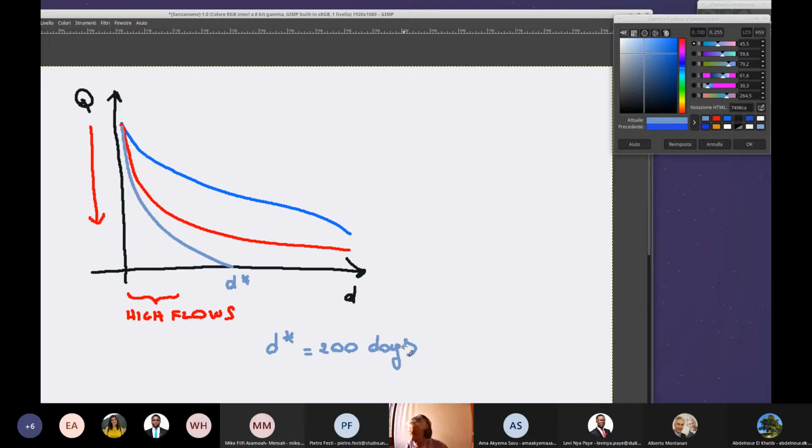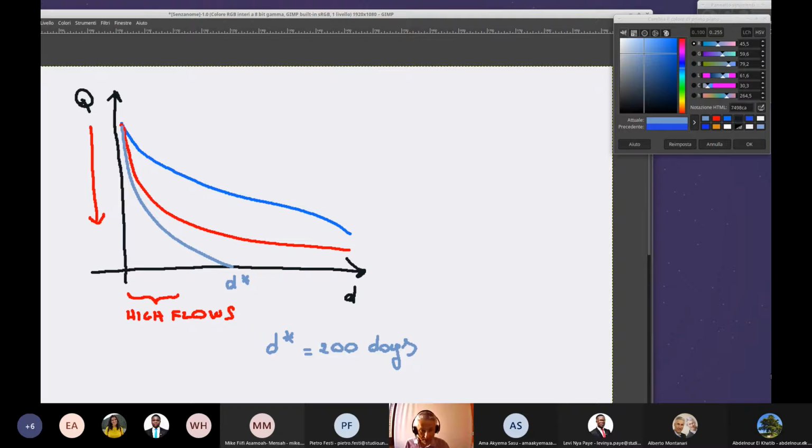It means that for 200 days on average during the year, you have water in the river. But for the remaining 165 days, the river is dry. So even in this case, you can understand that the flow duration curve conveys a very important piece of information.